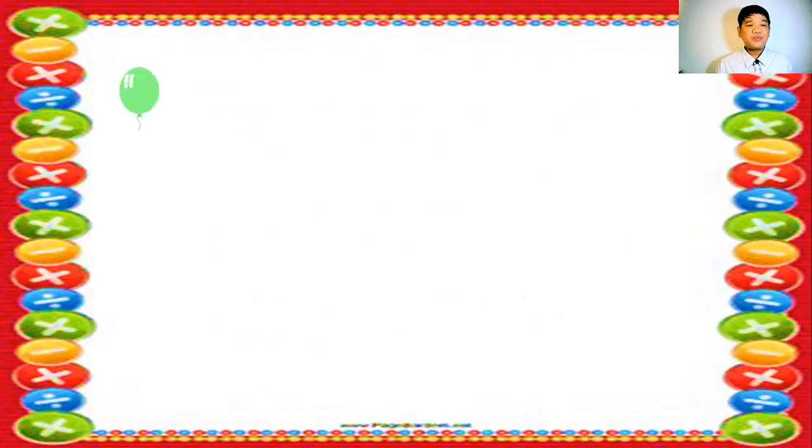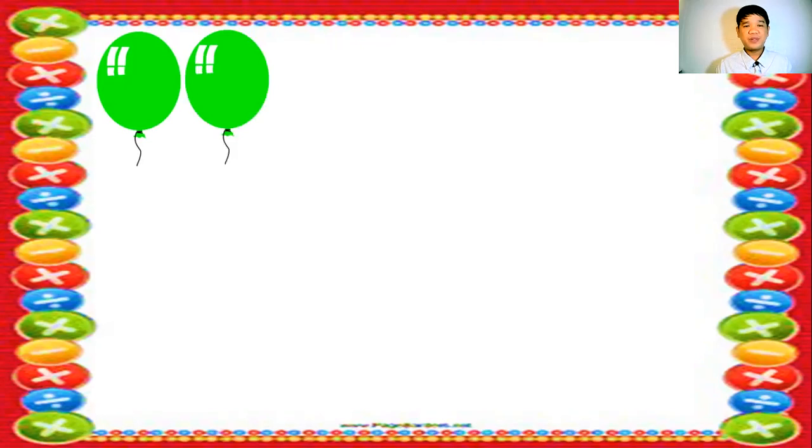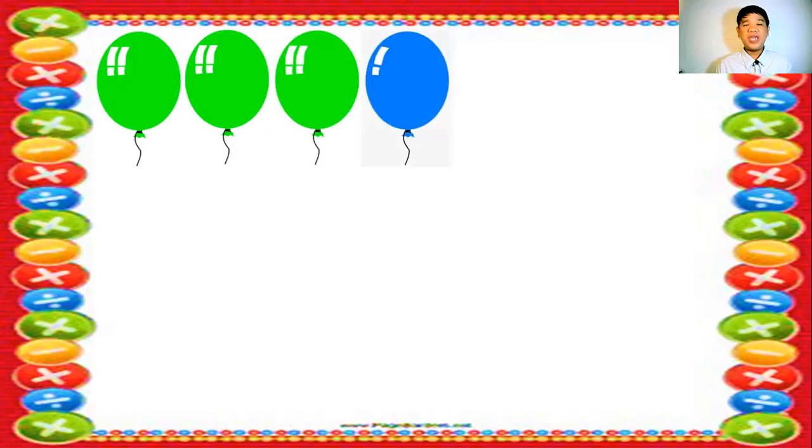We have here the balloons, and that one is green. Later on you will know what colors of balloons we have. Let us count the number of green balloons. 1, 2, 3. All right, so we have 3 green balloons.